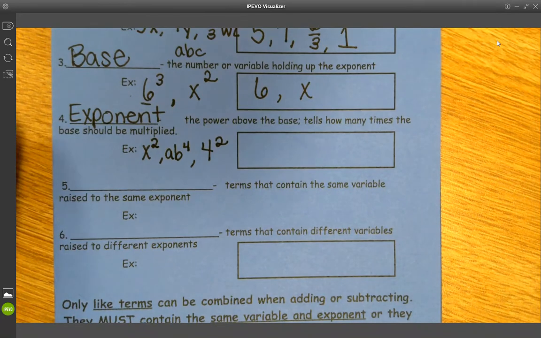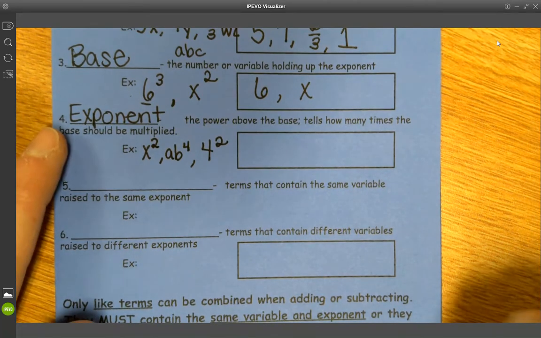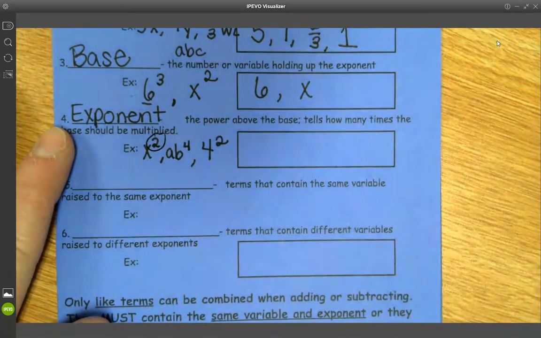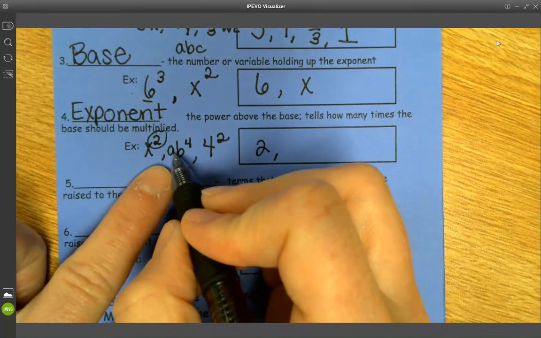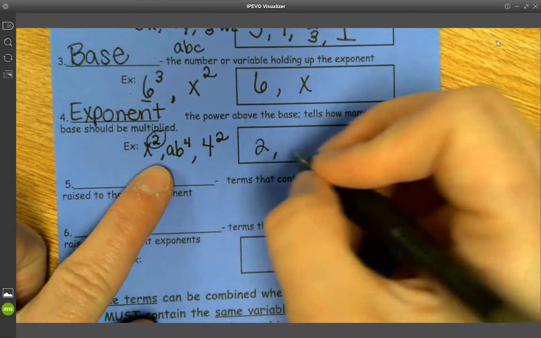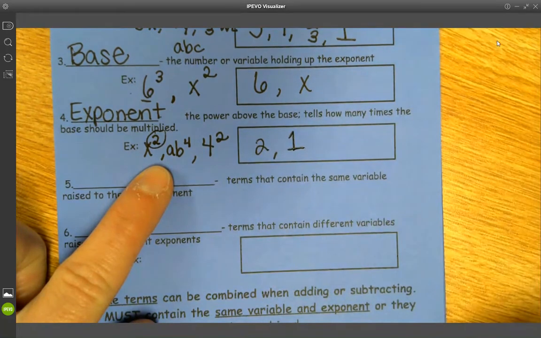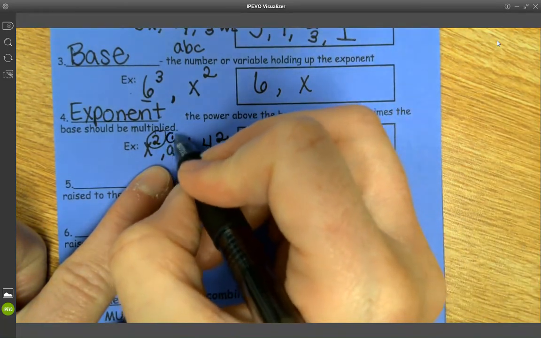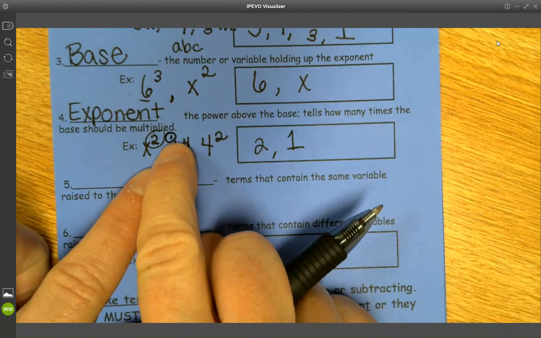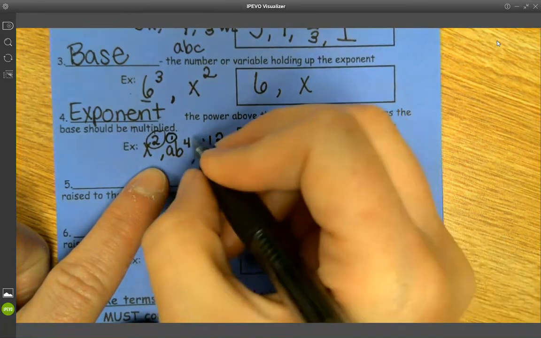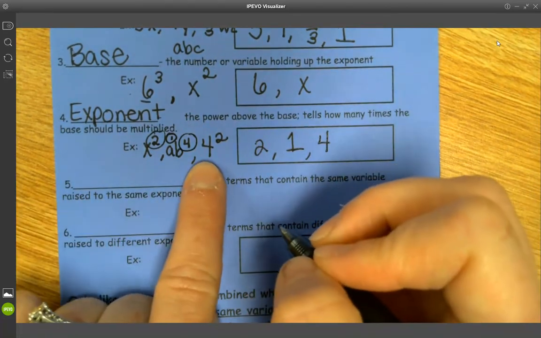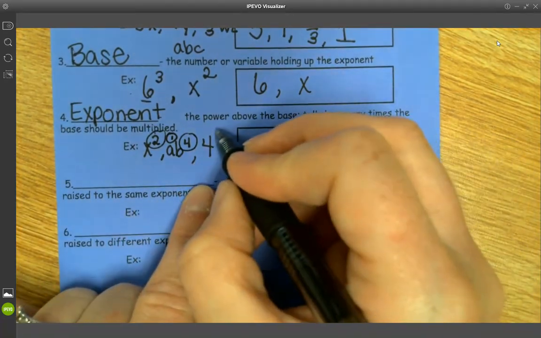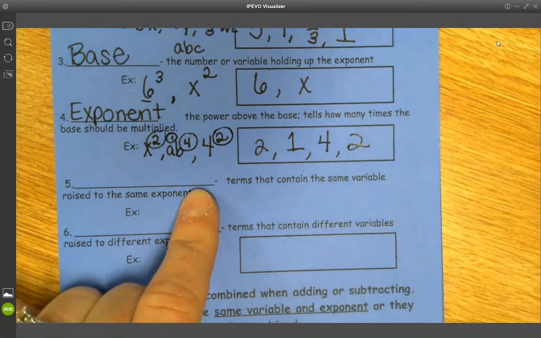Let's look at where the exponents are. So 2 would be an exponent, right? What's the exponent of a? A is 1. So if there's nothing there, that exponent is automatically 1. What about b? 4. And then 4 squared, the exponent is 2. Okay.